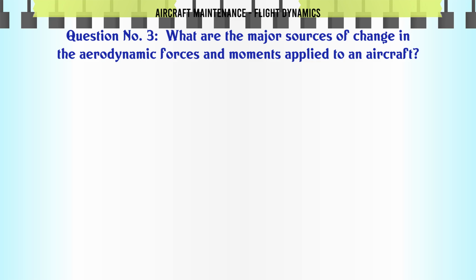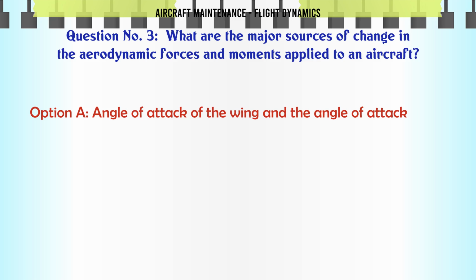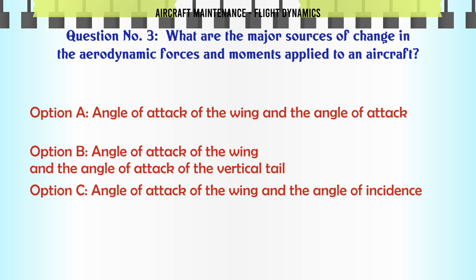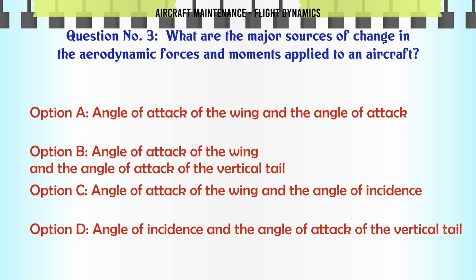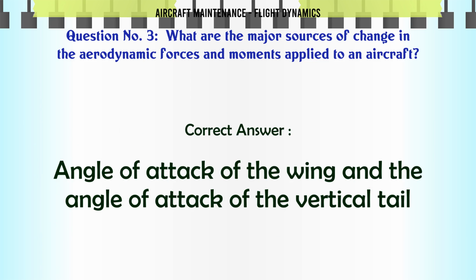What are the major sources of change in the aerodynamic forces and moments applied to an aircraft? A. Angle of attack of the wing and the angle of attack. B. Angle of attack of the wing and the angle of attack of the vertical tail. C. Angle of attack of the wing and the angle of incidence. D. Angle of incidence and the angle of attack of the vertical tail. The correct answer is angle of attack of the wing and the angle of attack of the vertical tail.